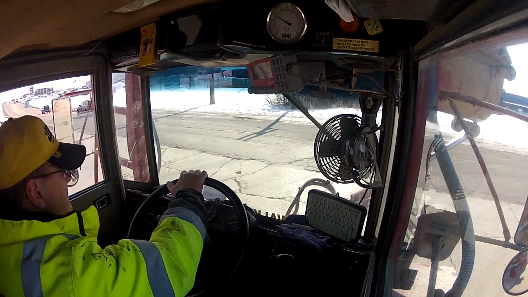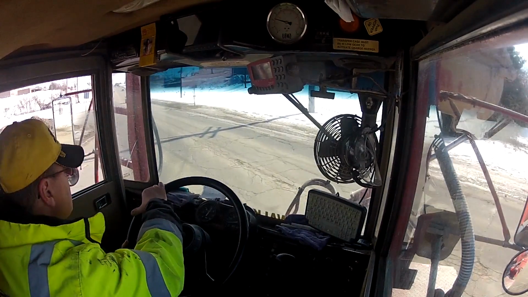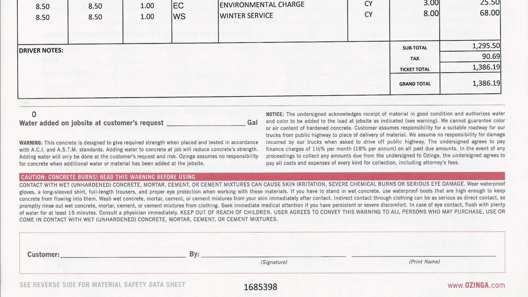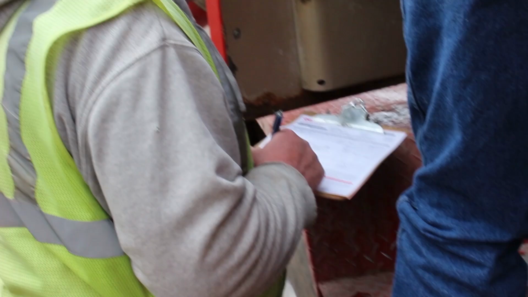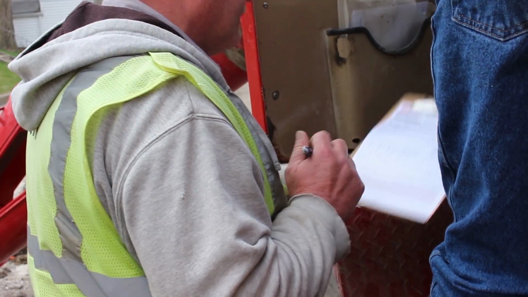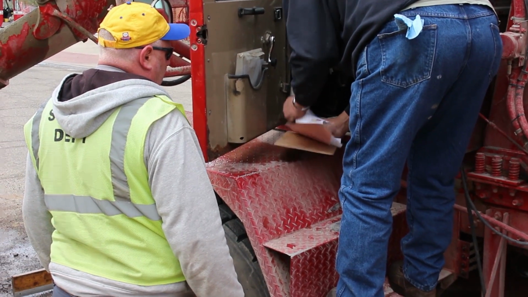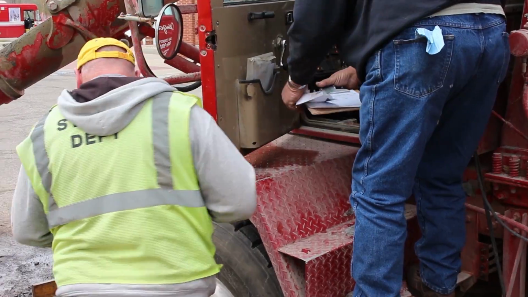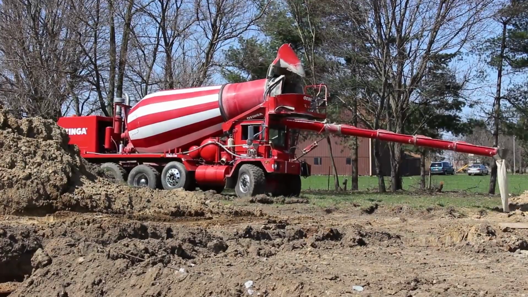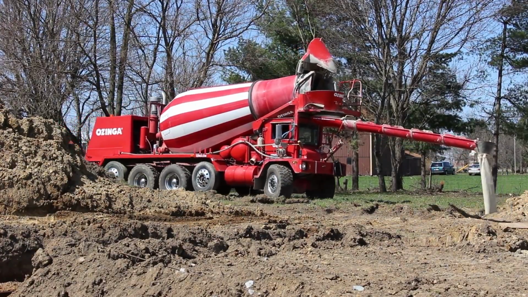Make sure to mark what time you leave the plant and arrive on the job on your ticket. You'll notice at the bottom of the ticket there is a place for the customer to sign. The signature is important for several reasons. If there is a dispute over the load, this will help identify who received it, but more importantly, it protects Azinga from responsibility for damages incurred at the request of the customer.